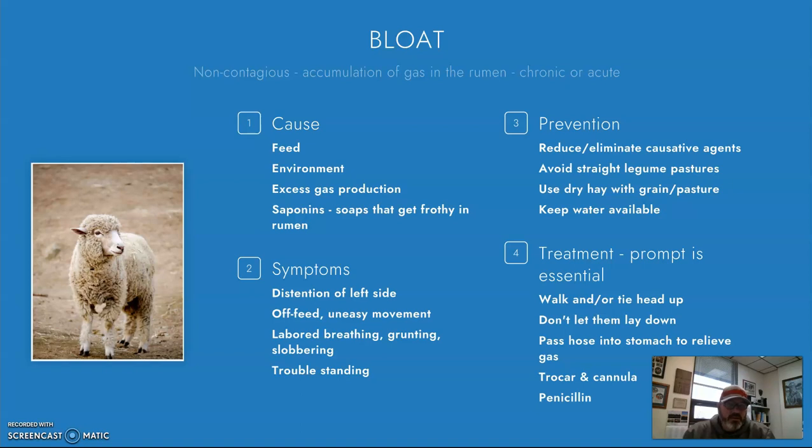Treatment protocols are listed here in the bottom right-hand corner of the screen. First things first, keep them moving. That sometimes will help break those gas bubbles down, get them to belch and pass some of that gas. If it really gets bad, then you may need to pass a garden hose or something down to help relieve the gas. Use a trocar and cannula if it gets really terrible, and you're probably going to support with penicillin. Moreover, if you need assistance, call your veterinarian. They'll be willing to help you out very quickly.